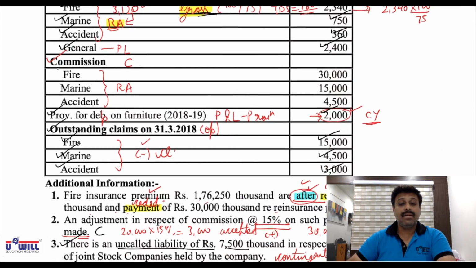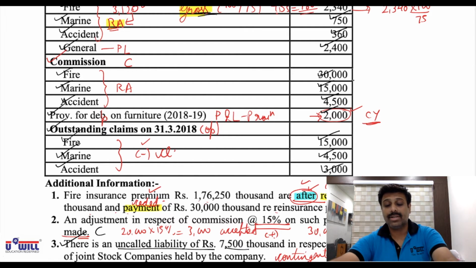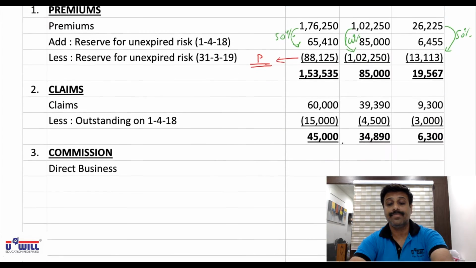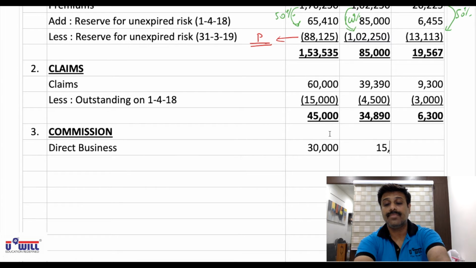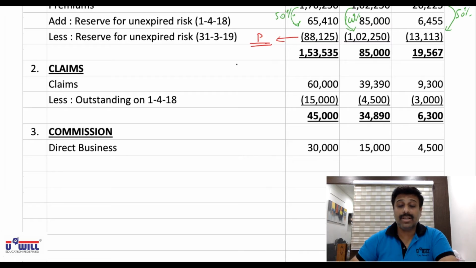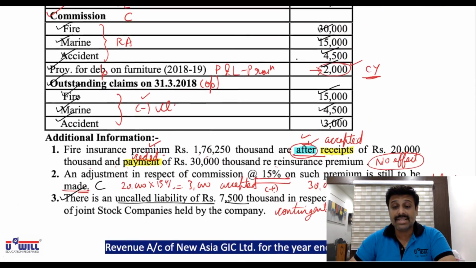So here we have fire 30,000, marine 15,000 and accident 4,500. Okay, 30,000, 15,000 and 4,500. I'll write down direct business: 30,000, 15,000 and 4,500. Commission is taken.